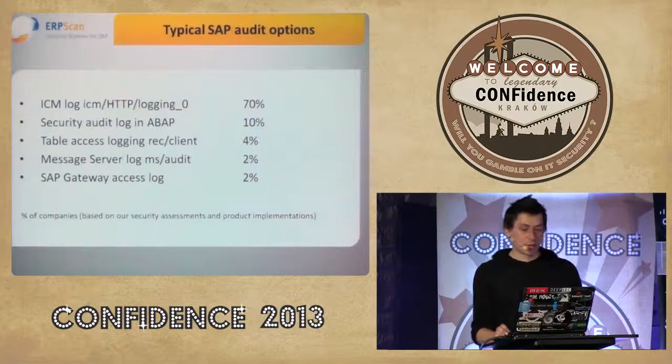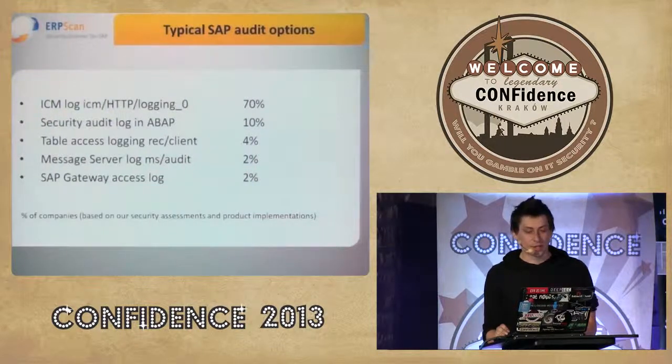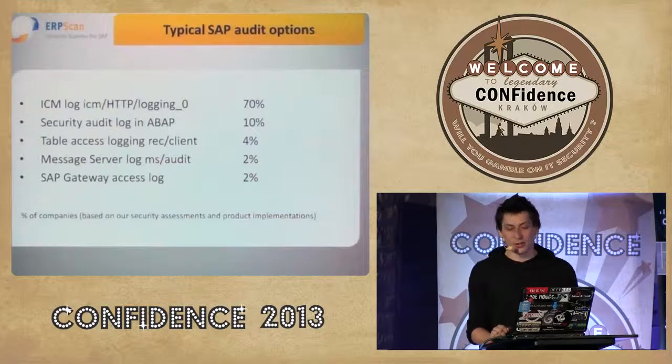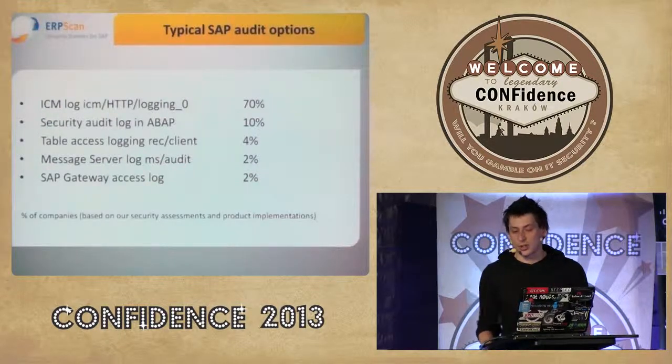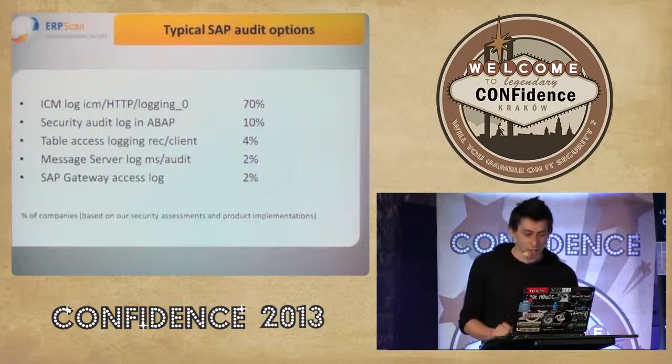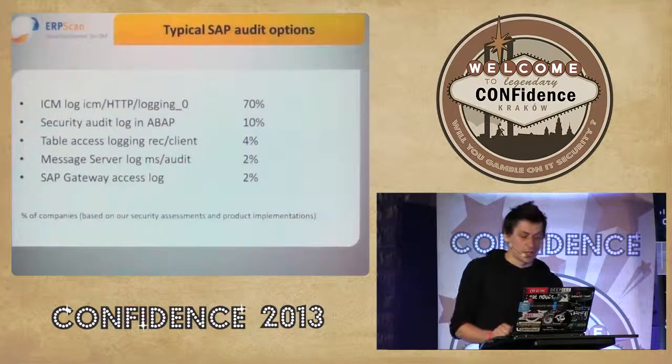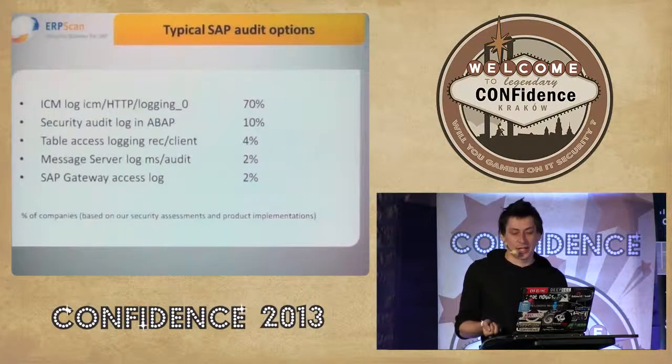But by statistics, we see that SAP administrators don't like logs. Only 70% use Internet Communication Manager logs, because it's enabled by default. For the security audit log in ABAP, only 10% use it, table access logging 4%, and message server logs and SAP gateway access logs only 2%. It means if you get access to SAP and change, for example, the table with your salary, most SAP administrators will not observe that.